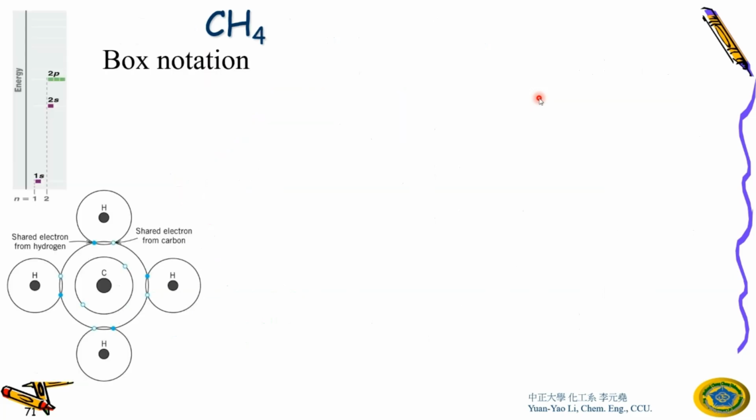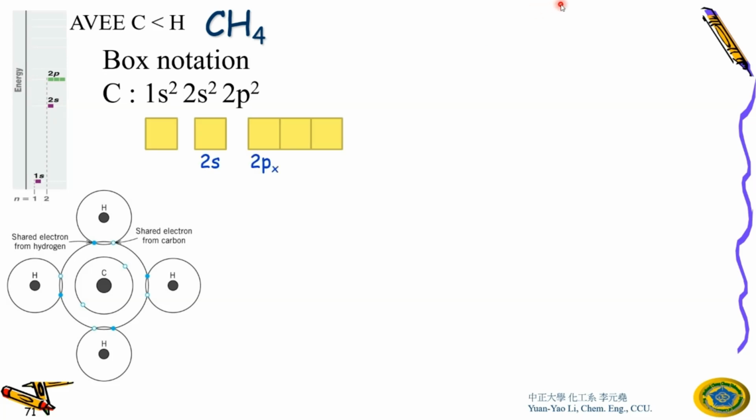Right. How about methane? In methane, you have carbon in the center. Of course, because of AVE, you put carbon in the center, and you have 4 hydrogens surrounding this center carbon atom. Let's draw a box notation here first. Carbon is 1s2, 2s2, 2p2, so carbon has 4 valence electrons, right? So you use the box notation. You can draw it like this according to the Aufbau principle. I hope you still remember.